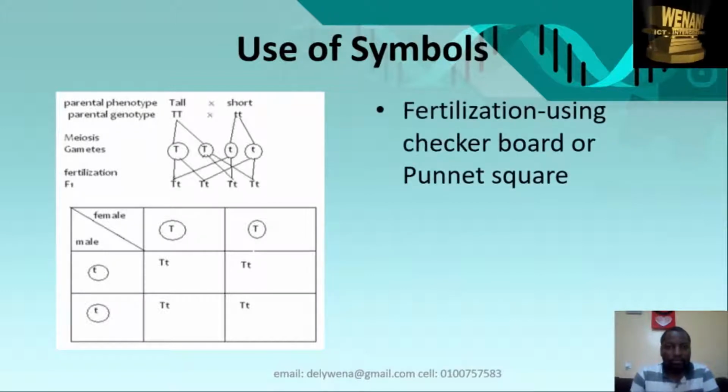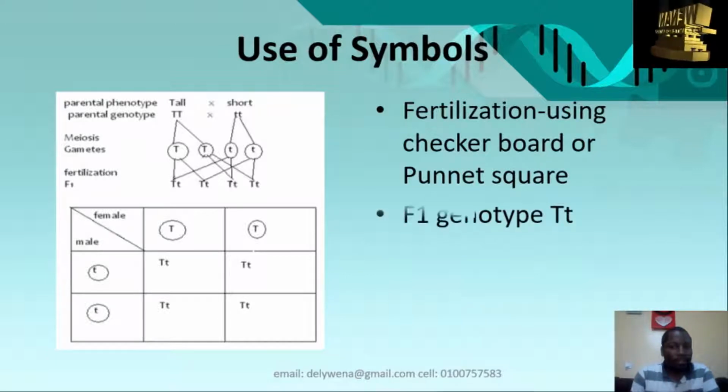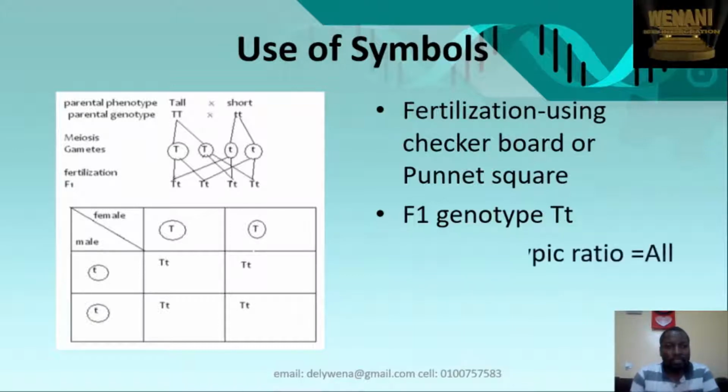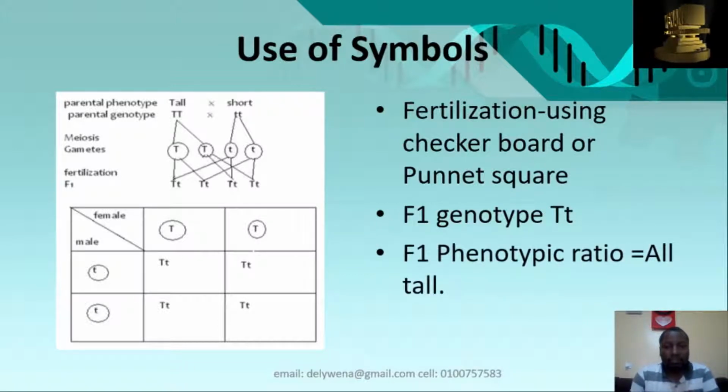So in simple terms, for the fertilization we are using a checkerboard or a Punnett square. The F1 genotypes, all of them, are capital T small t, and the phenotypic ratio of the F1 generation shows that all are tall.